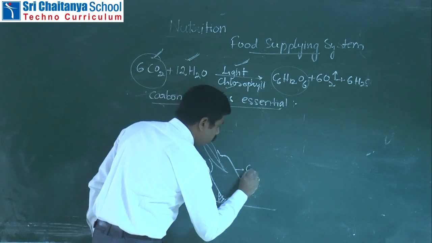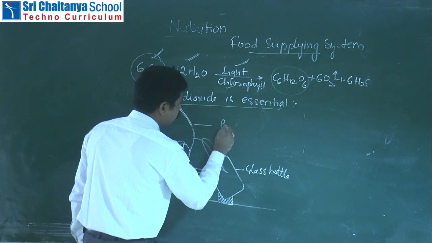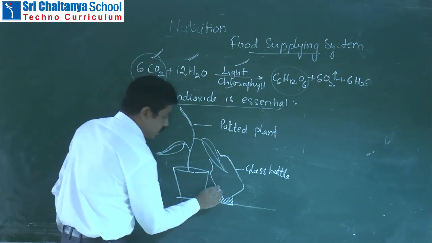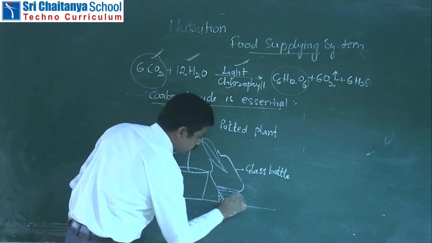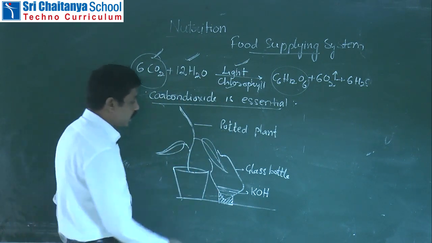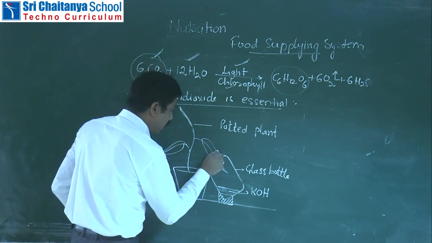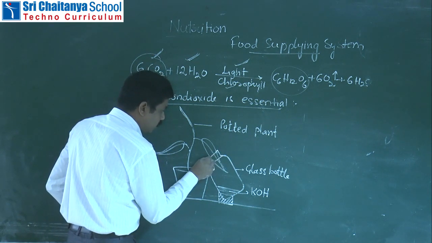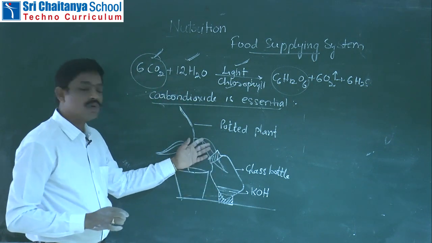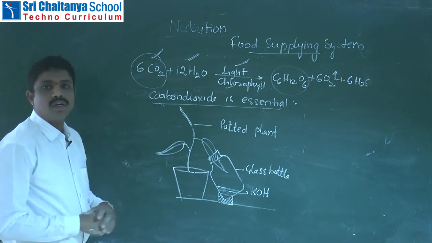This is the glass bottle, and this is the potted plant. Take the potassium hydroxide solution, KOH, in the bottle. The purpose of potassium hydroxide is that it absorbs carbon dioxide. Arrange a split cork. Through the split cork, insert half of the leaf inside the bottle and keep the other half outside the bottle. Keep the apparatus in the sunlight.